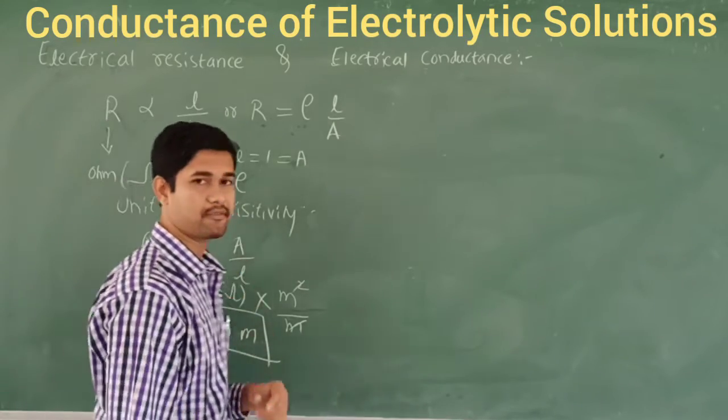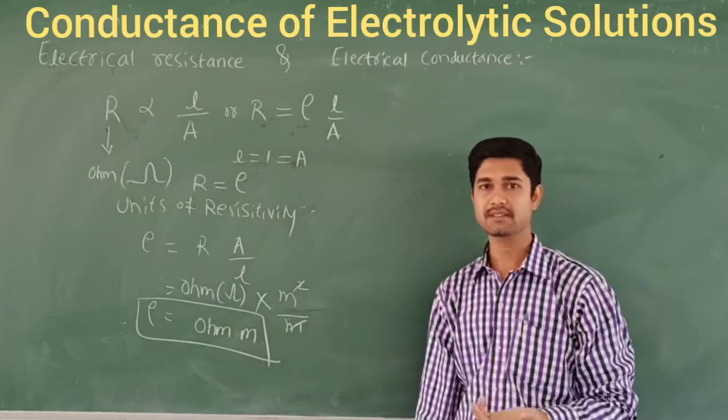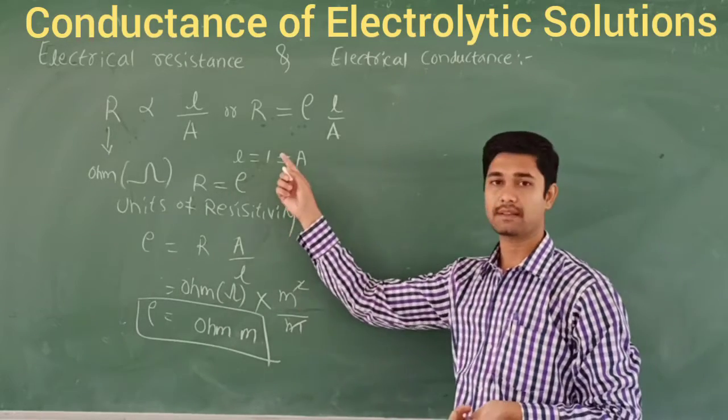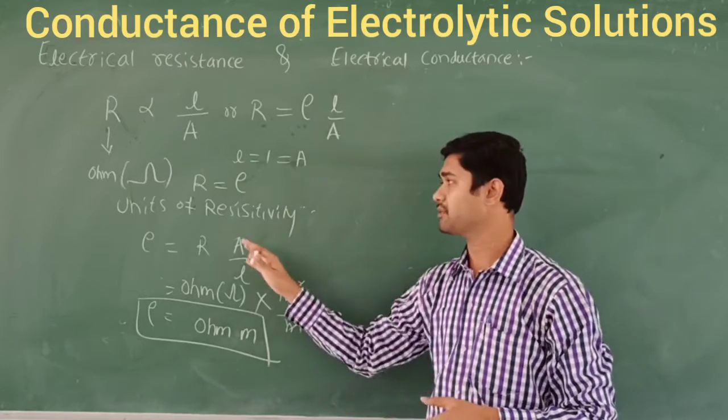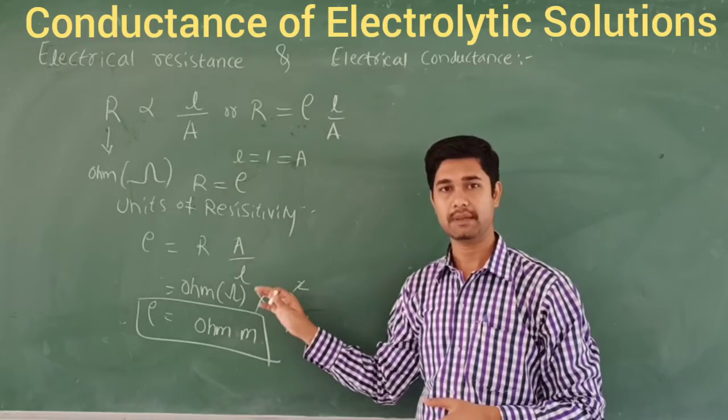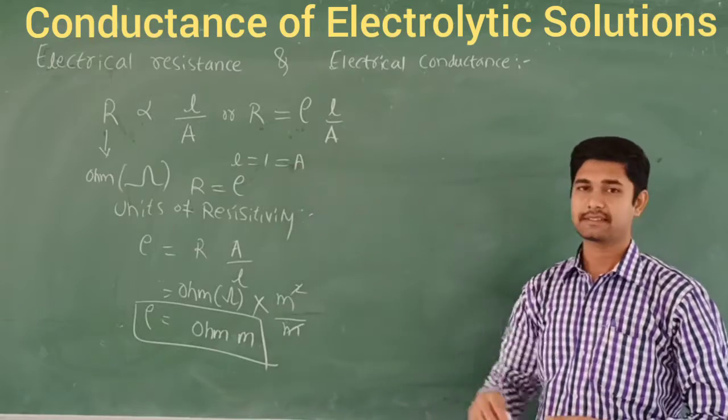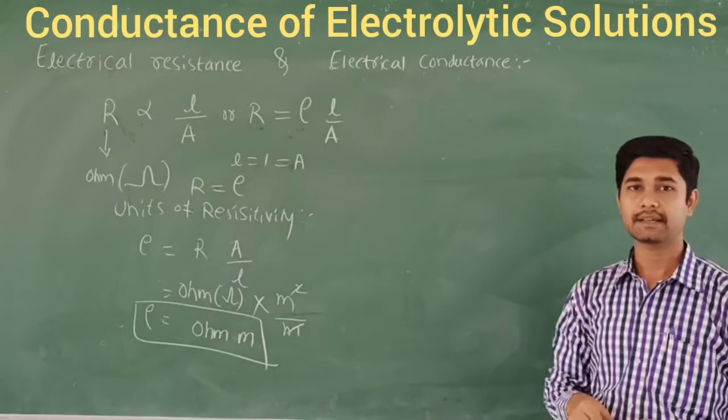So the resistivity unit is nothing but the ohm meter. Resistivity can be defined as the resistance when the length is 1 meter and the area of cross section is 1 meter square. So this is about the resistance and resistivity. We have discussed the electrical resistance. Now we are going to discuss the electrical conductance.